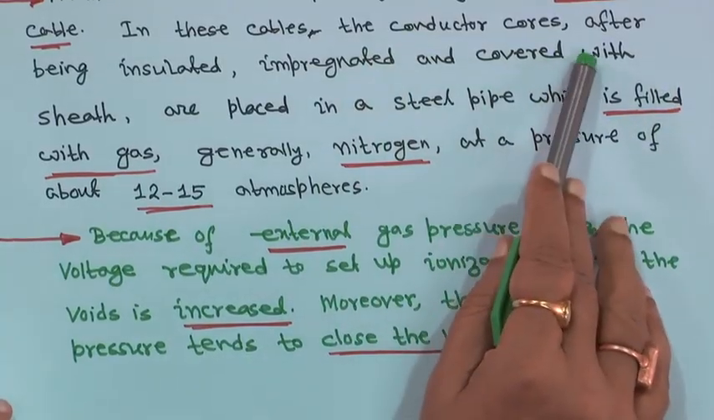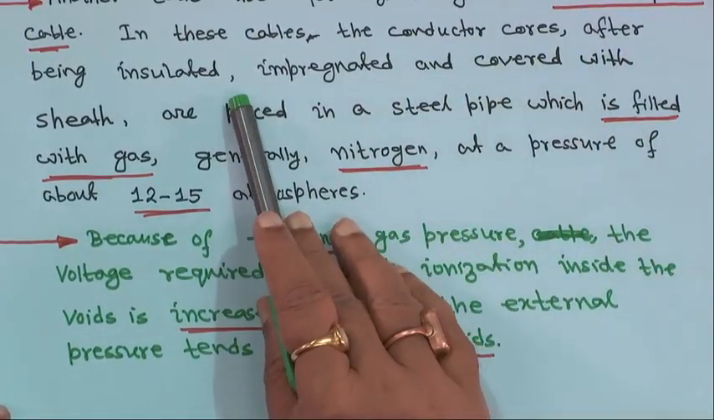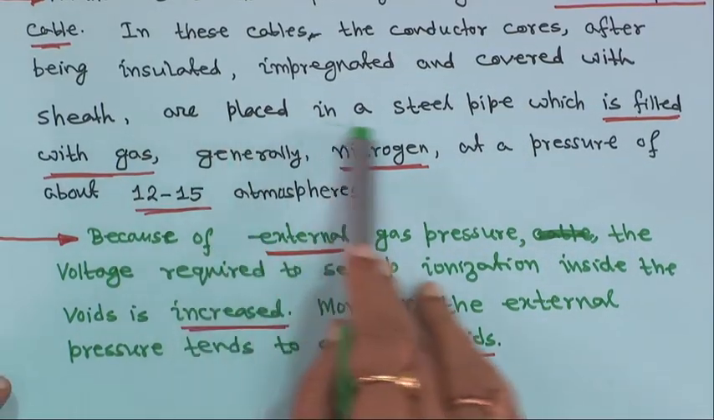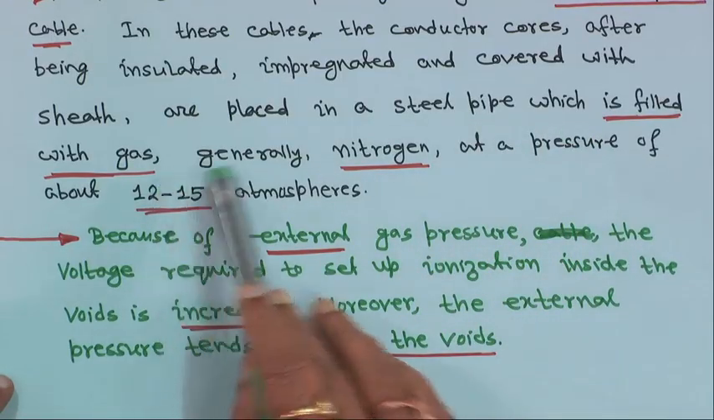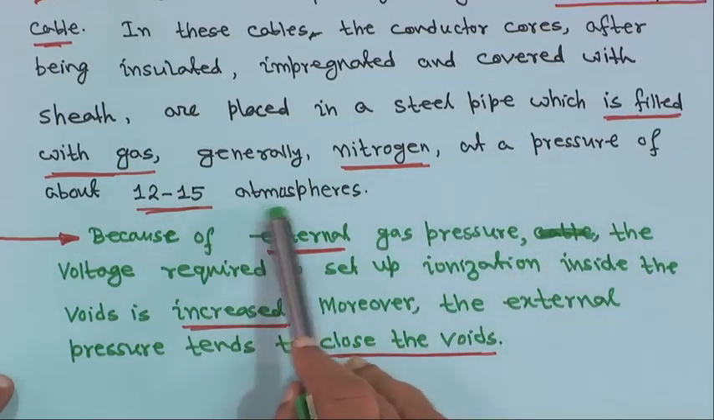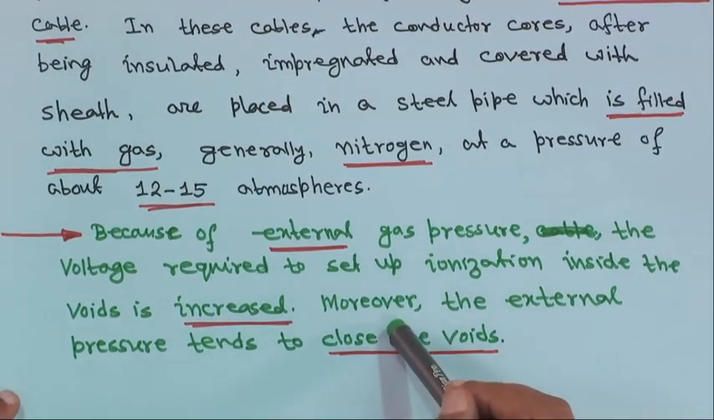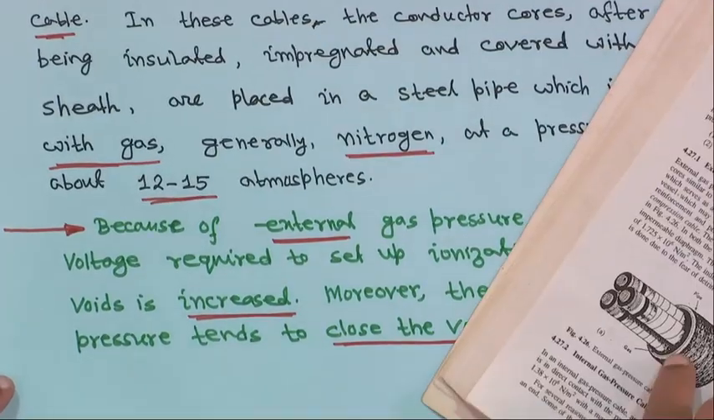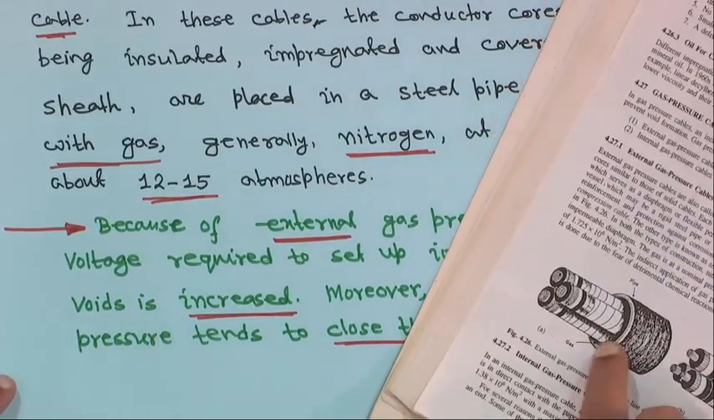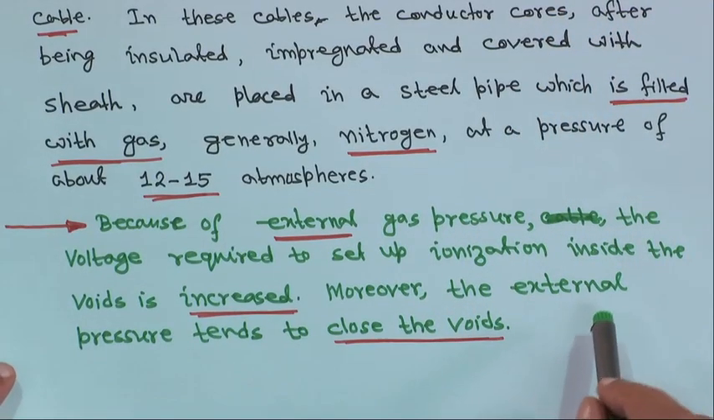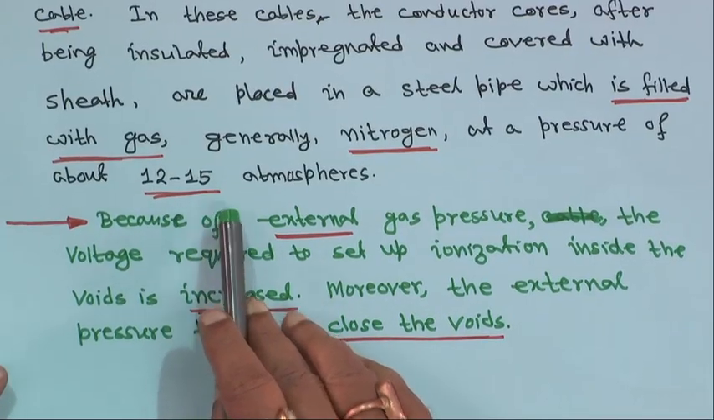Next is another cable used for high voltage, the external pressure cable. In these cables, the conductor cores, after being insulated, impregnated and covered with sheath, are placed in a steel pipe which is filled with gas, generally nitrogen, at a pressure of about 12 to 15 atmospheres. So, that means external gas pressure cables. This is the diagram for an external gas pressure cable. This is also used, but you have to maintain a pressure of 12 to 15 atmospheres.